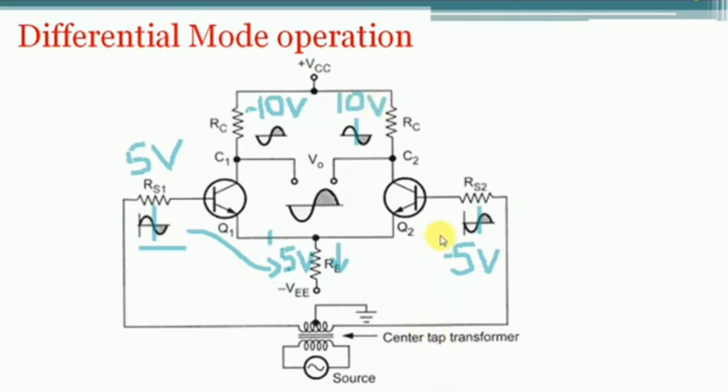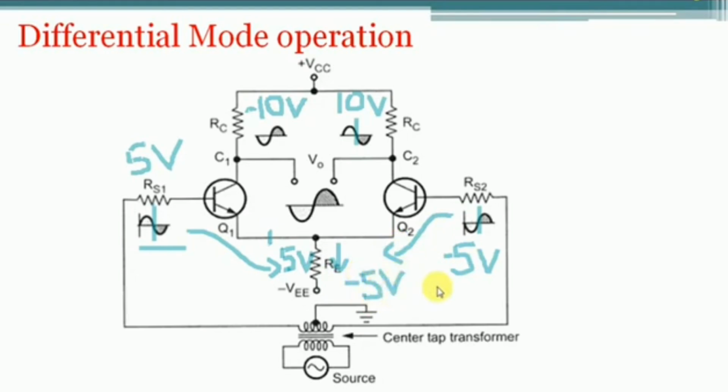Now we will see what happens to the signal at the emitter terminal. Since a negative going signal is present at the base of transistor Q2, the same negative going signal develops across the resistor Re because of emitter follower action. So the same signal will be present across the resistor Re, meaning the voltage at this is minus 5 volts.